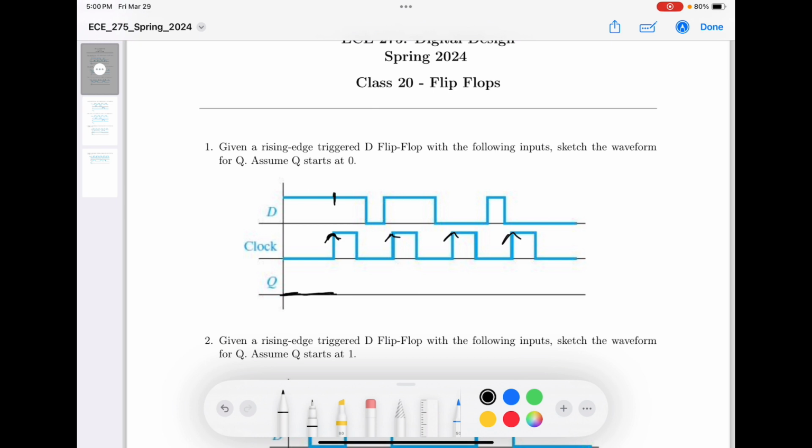At this rising edge, D is 1. So after a slight delay, you're going to see Q go to 1 as well. It's going to remain 1. Now at this rising edge, D is a 1, so Q remains a 1. At this rising edge, D is a 0, so after a slight delay, your Q is going to go to a 0. At the next rising edge, your D is 0 again, so just keep holding the value. So this is the working of a D flip-flop.